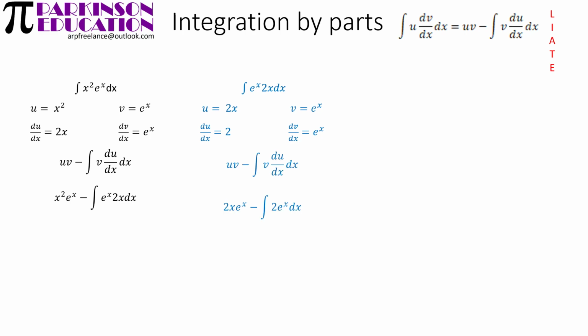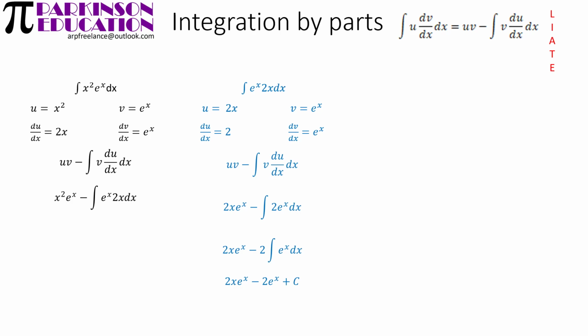I get 2x e to the x minus the integral of 2e to the x. Now in that integral, we've got a constant of 2. We can take that out. The integral of e to the x is, as we all know, just e to the x. So, that will give me 2x e to the x minus 2e to the x plus c. Don't forget your constant, we haven't got limits.